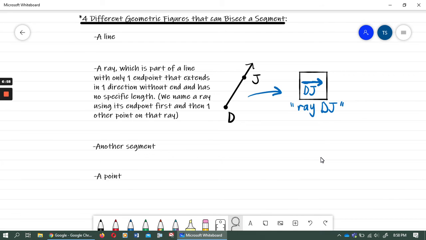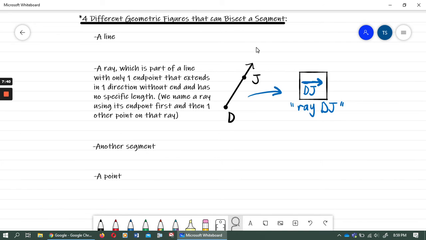So for you to name a ray, you've got to use its endpoint, and you have to start off with its endpoint, and then you have to use one other point that's on that ray. And again guys, a ray is part of a line with only one endpoint. You can see that endpoint right there. Endpoint is D in this one that I've got drawn right here for you. So it's got one endpoint, and it extends in one direction. You can see which way it's extending, right? Without end, so it won't end when it's extending in that direction, and it has no specific length.